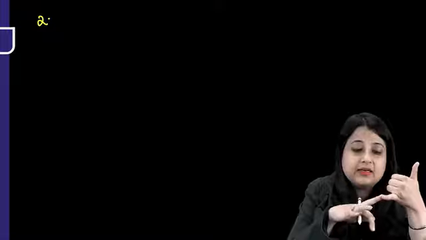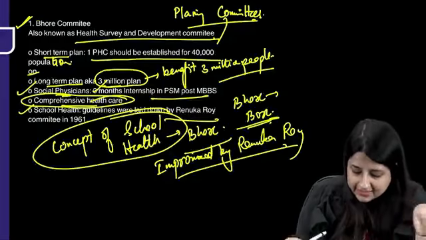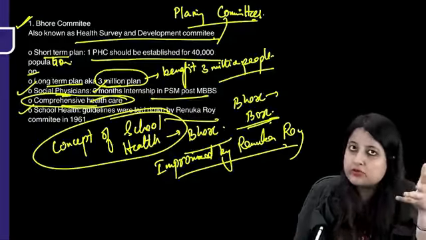After all the plans, the short-term plan, 1 PHC for 40,000 people, the 3 million plan, 3 months training in PSM, social physicians, school health services, all these are important over here, and also comprehensive healthcare. Then came the second one.